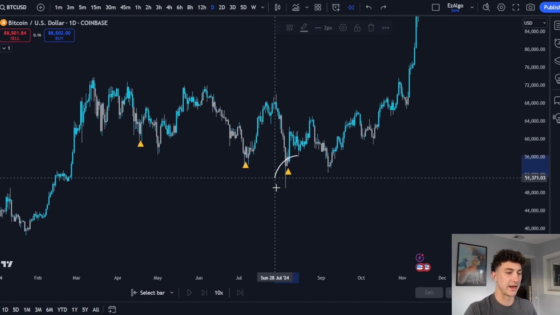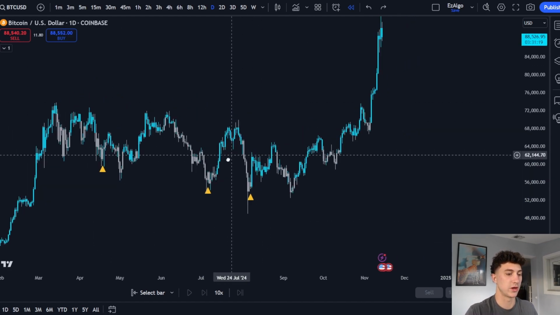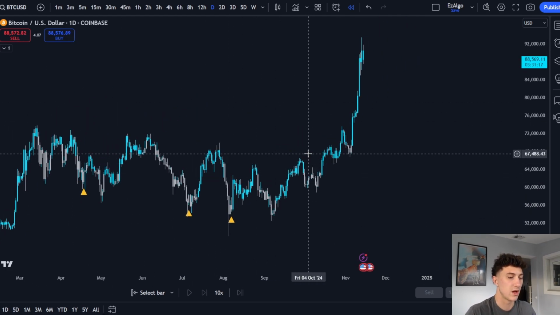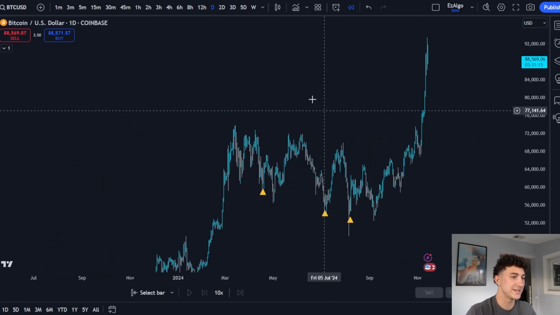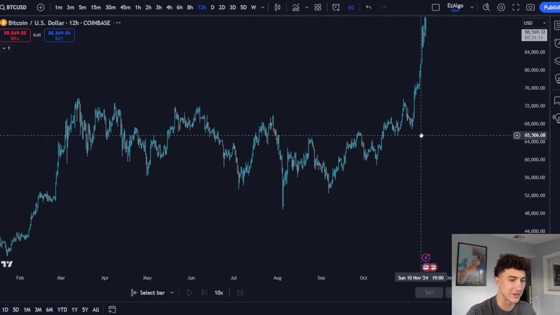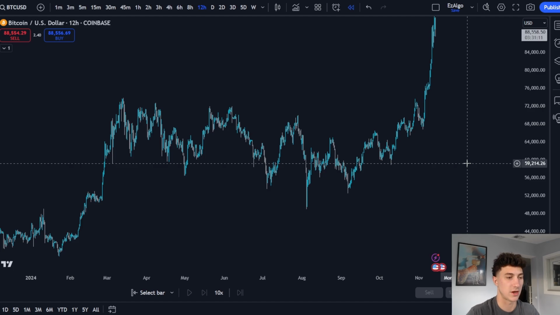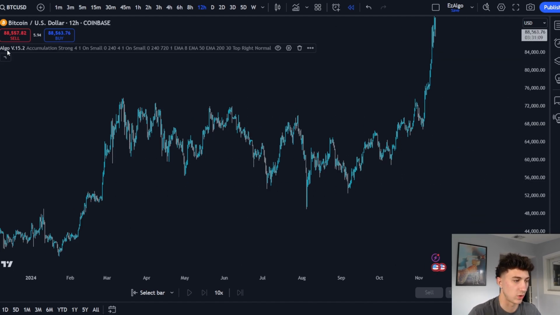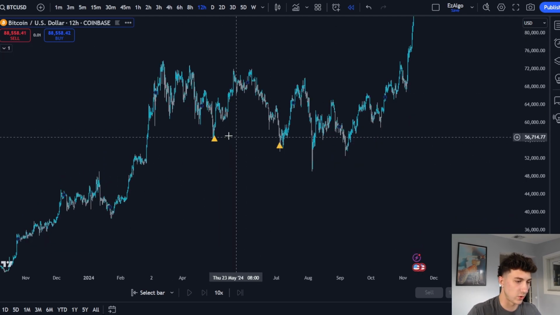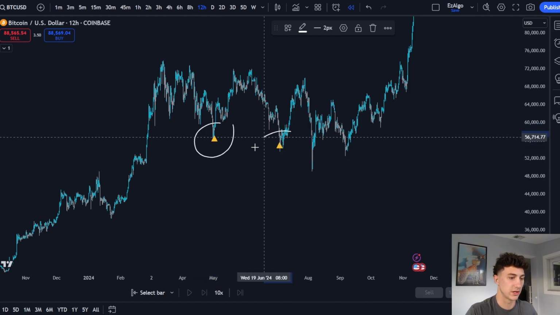Telling us that it is a good time to start loading our Bitcoin bags or start loading our altcoin bag. So that is it on Bitcoin. Let's go down to a 12-hour time frame to see if the signals are more or less accurate here. So less signals here on the 12-hour. We have these two pretty much calling the local bottom here.